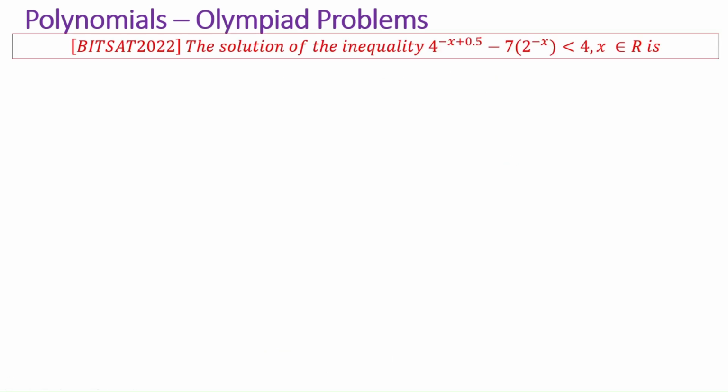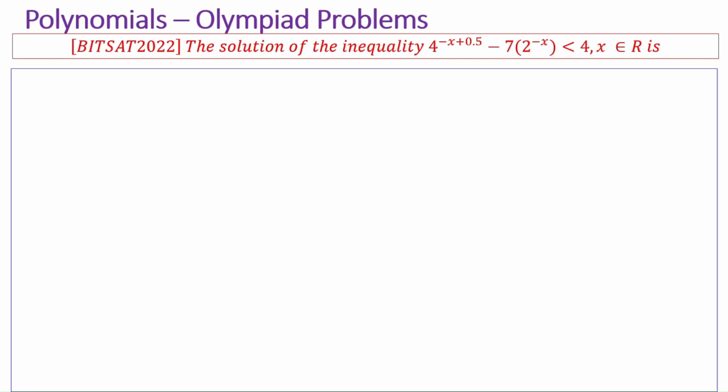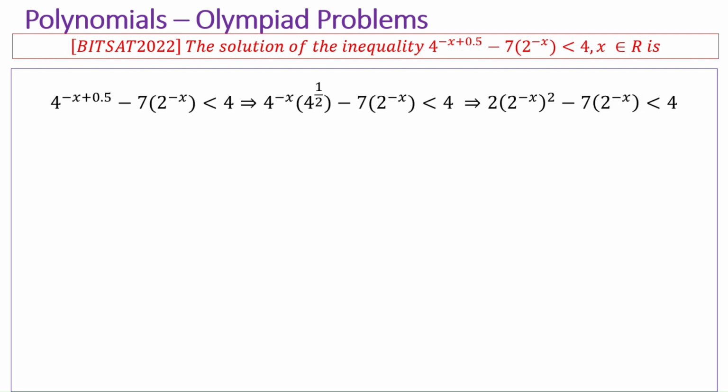Yeah, this is another question. The solution of the inequality which is given there, you can read it out. Okay, so this is also, we just need to convert into a quadratic equation first, right? So let's see how to do it. 4 to the power of minus x plus 0.5 minus 7 times 2 to the power of minus x is less than 4. This is what is given, right? Okay, now 4 to the power of minus x plus 0.5, I will write it as half. And I will separate it into a product.